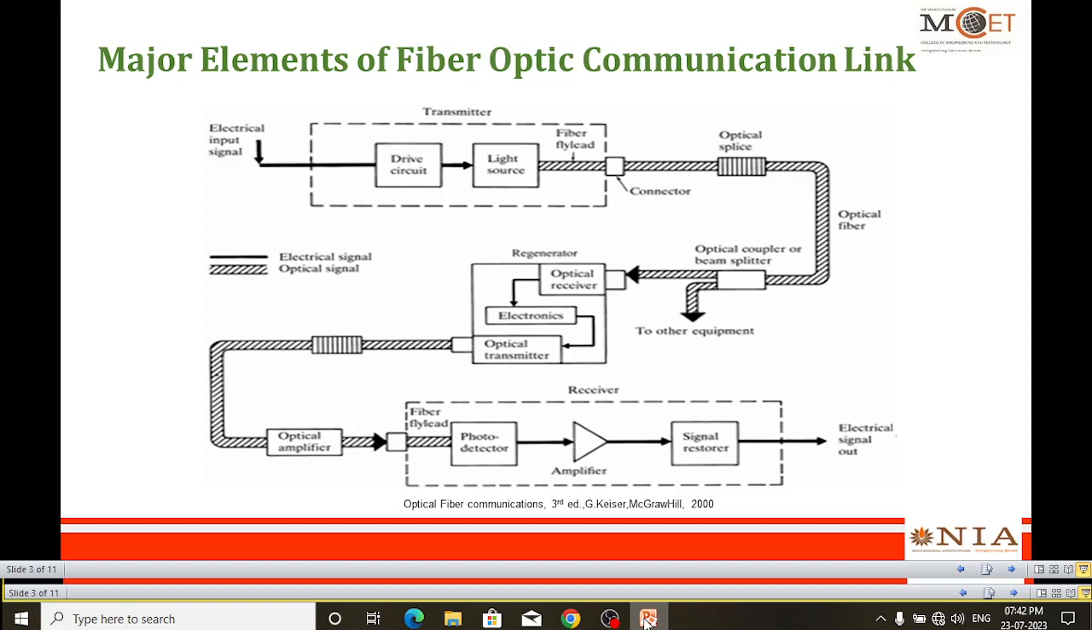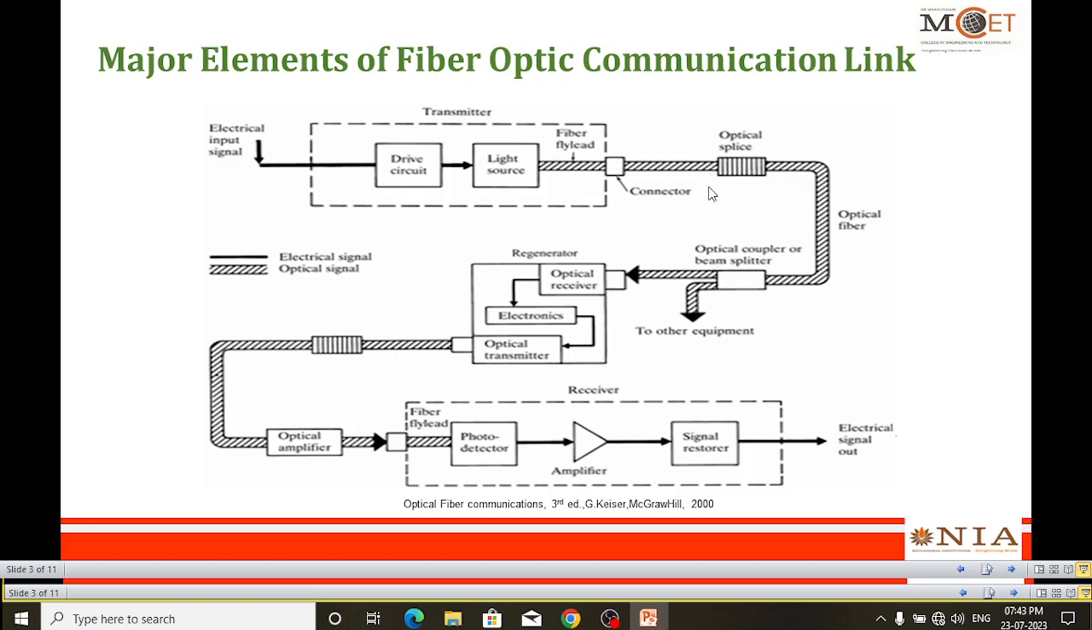On this screen you see the major elements of a fiber optic communication link. As I already said, in any communication we need three major elements: transmitter, channel, and receiver. The same concept is used for fiber optic communication, but here the channel is the fiber optic cable, not a copper wire.